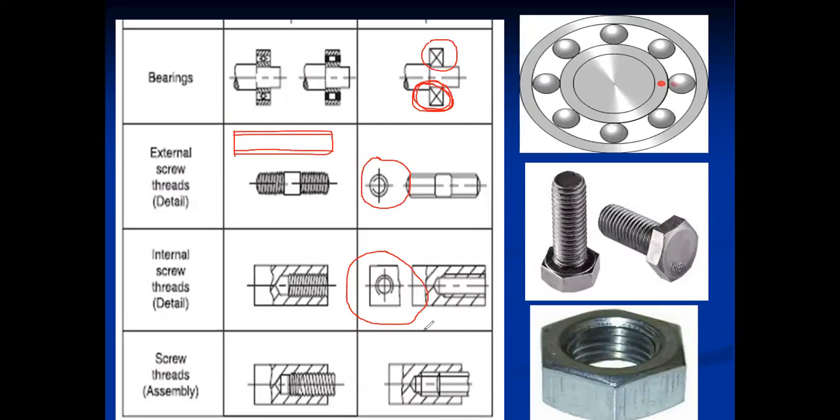External circle complete. Very good. Whenever there is external thread, external circle is complete. Whenever there is internal thread, internal circle is complete. Likewise, we have to remember these symbols. Okay, this is about threads we have seen.